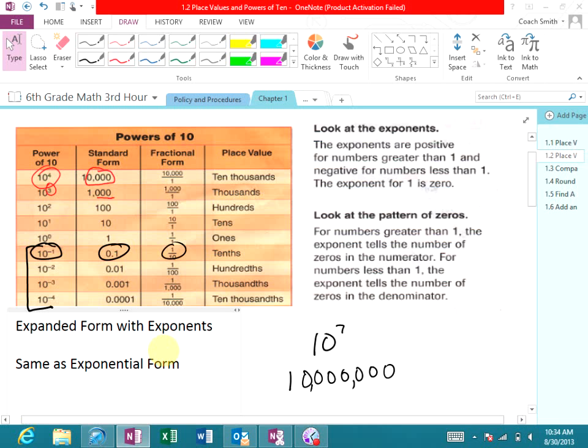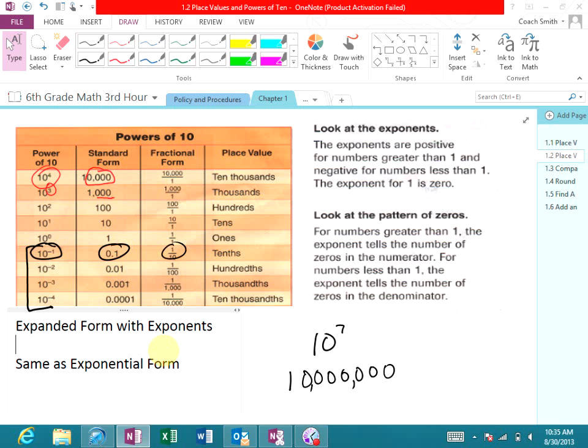0.01 is the same thing as 1 over 100 because 0.01 is the hundredths place value. 0.001 is the thousandths place value, which is 1 over 1,000. And so there's your place values for your decimals.